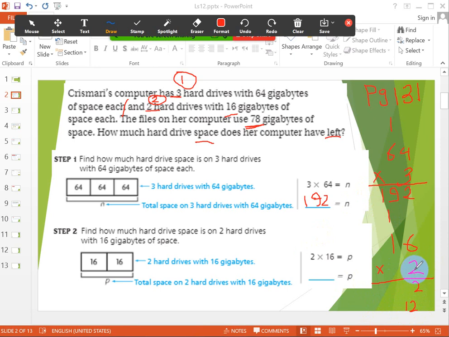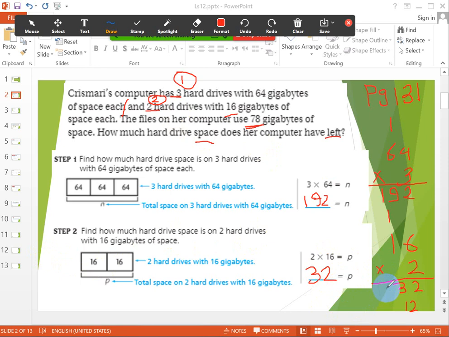Now I will multiply 2 with 1, the tens digit. 2 multiply 1 equals 2, I'm sorry. I have 1 up over the tens. That means 2 plus 1 equals 3. So the answer is what? The answer is 32 for this multiplication. That means the space for these 2 hard drives equals 32 gigabytes.